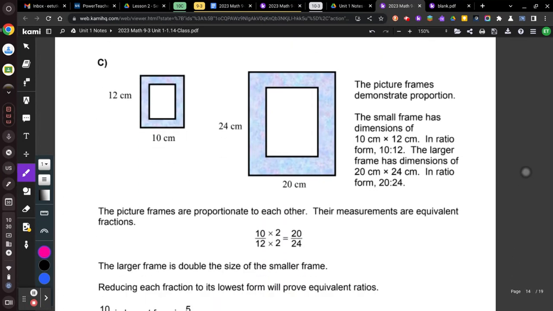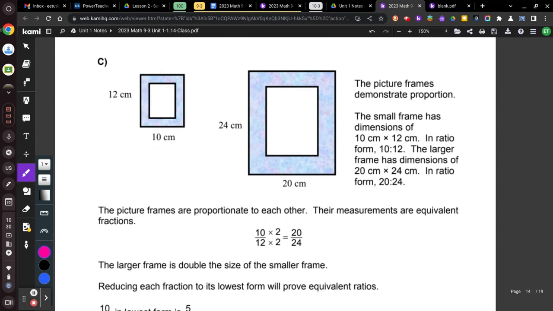Let's take a look at letter C. Turn your page. We're almost done, guys. So when we see objects like this, it says we have picture frames. We have one that's a 10 by 12 and one that's a 24 by 20. It says, are they proportional? Well, we want to see if we get the same answer.